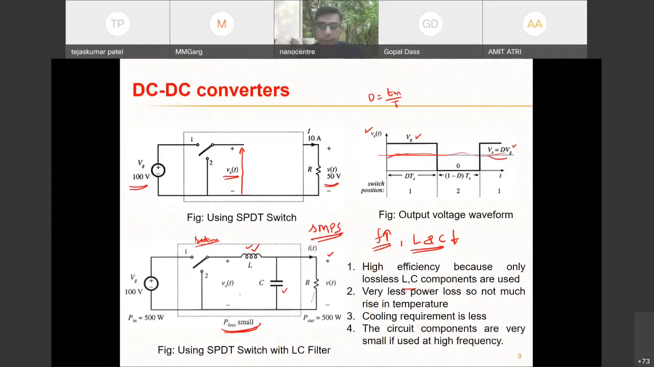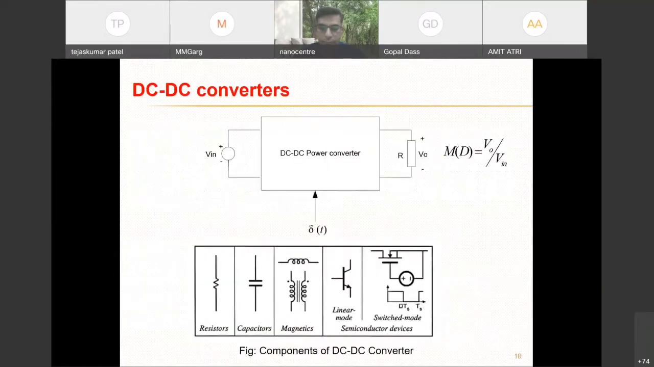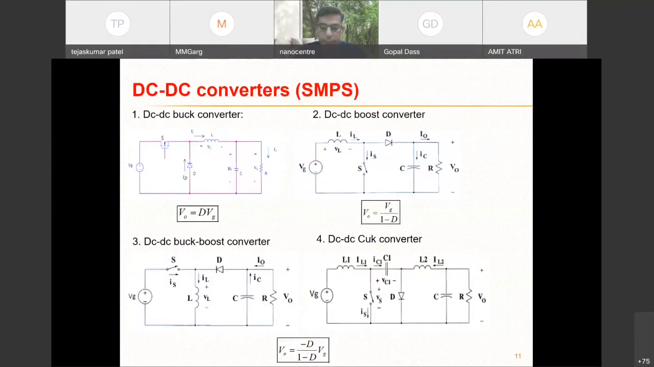Further, if the frequency of operation is increased, the values of L and C get reduced, and then the size of our power supply also becomes smaller. So the advantages are high efficiency, because L and C are lossless, and as switching frequency increases their size gets reduced. Because the power loss is very small, there is not much rise in temperature, so little effort for cooling is required. That's where DC to DC converters come into the picture.